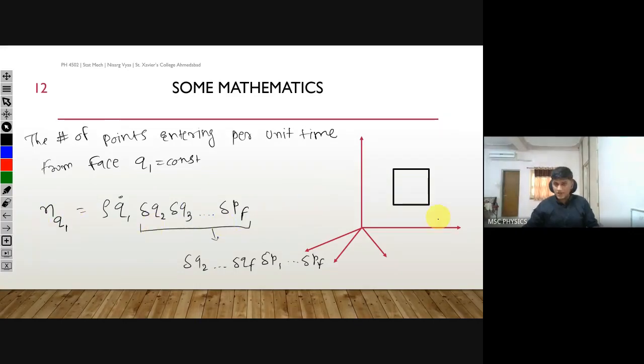Now if you have any question, this is q1, p1, and this point is q1 plus delta q1. The number of points entering from this side is given by this. Now we want to find the number of points leaving. If you have any question, I am just stopping here.